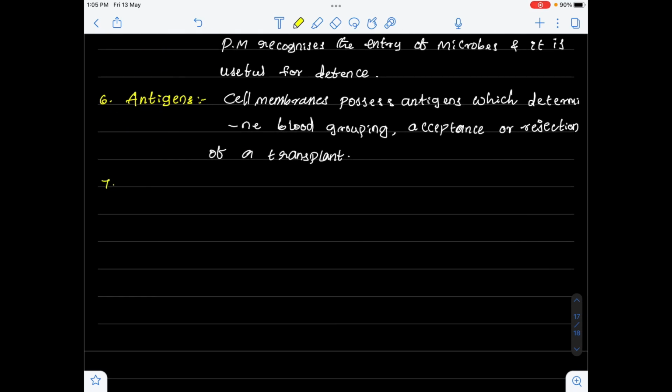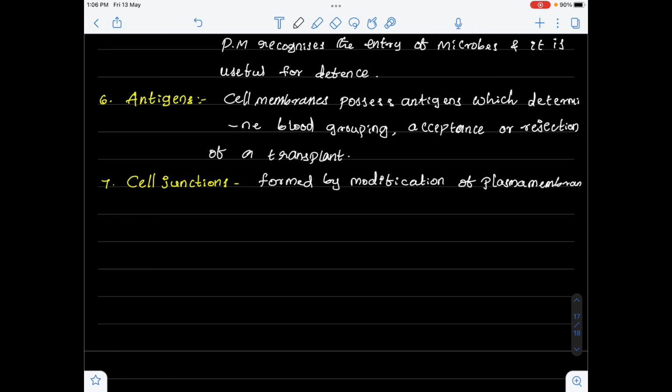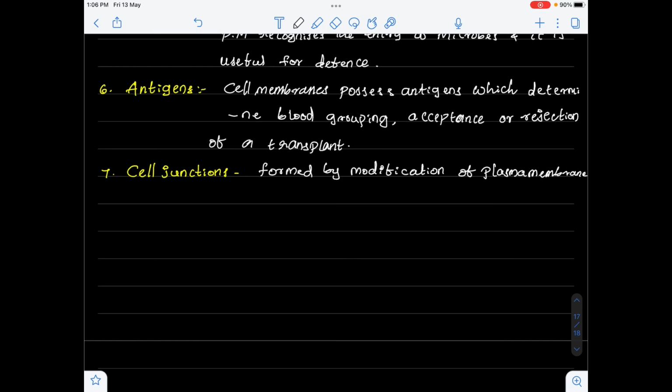Another function, cell junctions. The cell junctions are formed by modification of the plasma membrane, and help in keeping animal cells together.